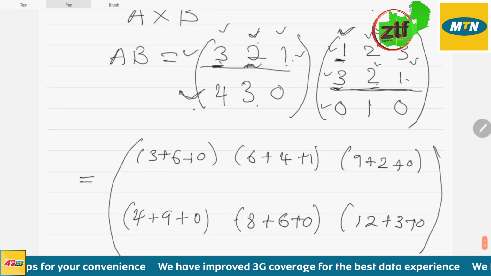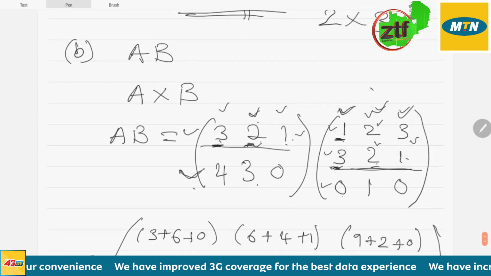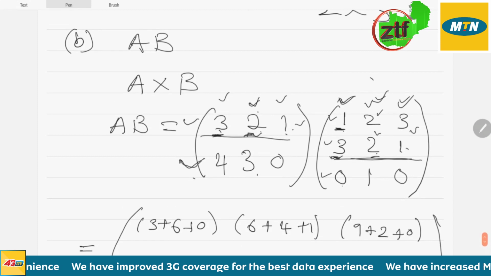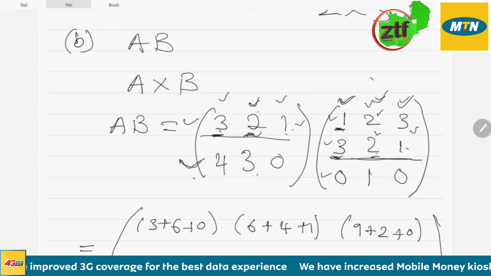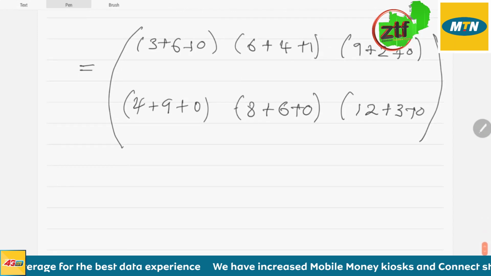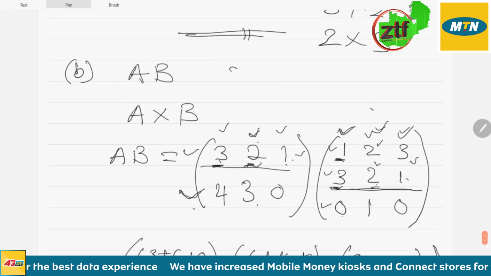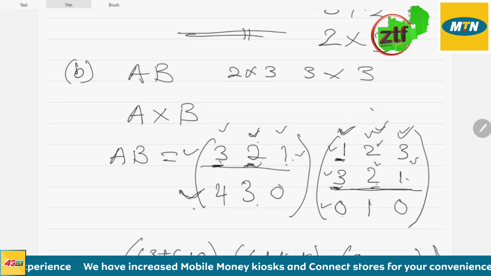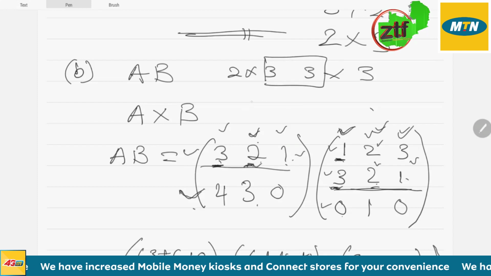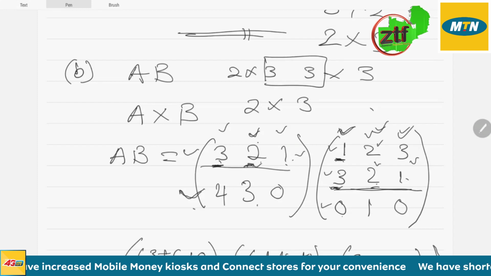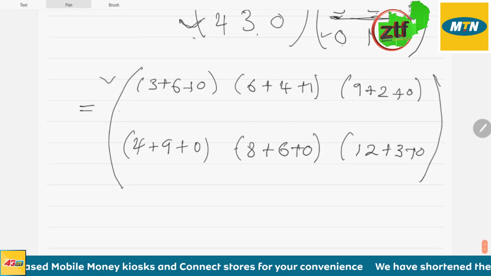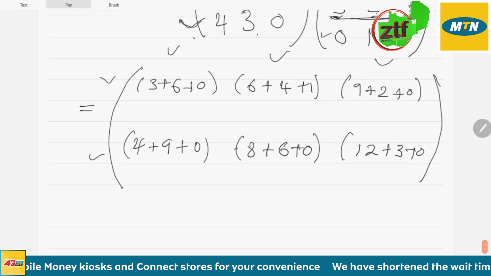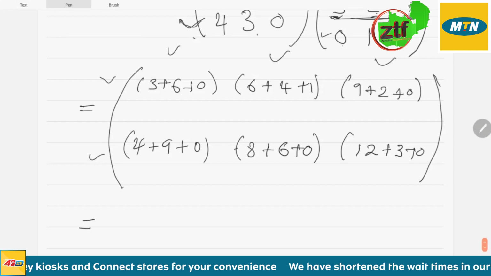So how do you tell, let's say we are multiplying two matrices, how do you know the order of the solution that you get? So you have matrix A as order 2 by 3, then matrix B is 3 by 3. So the answer will have the order 2 by 3. As you can see, we have 2 rows, which is 1, 2, and we have 3 columns. So I will just simplify this one.